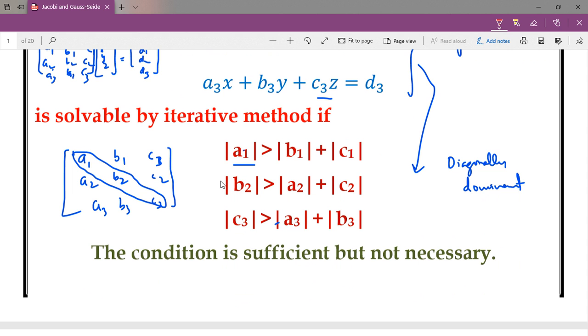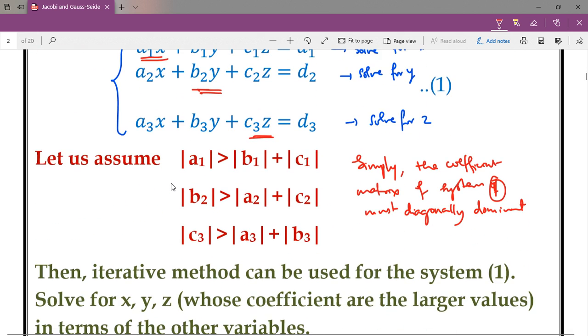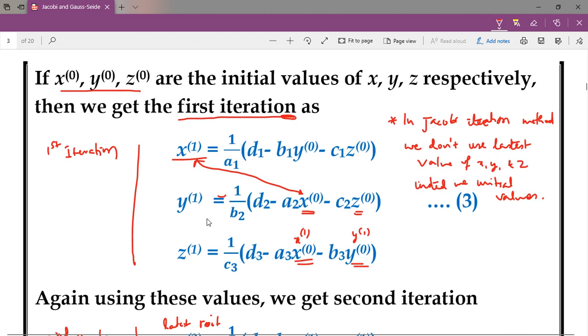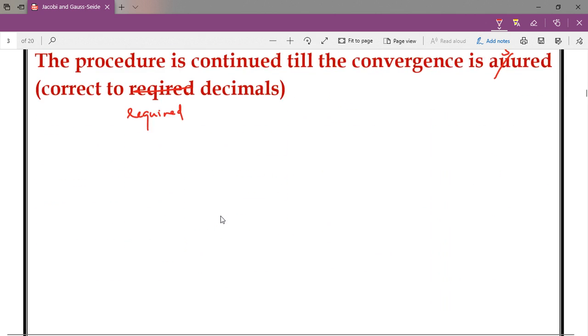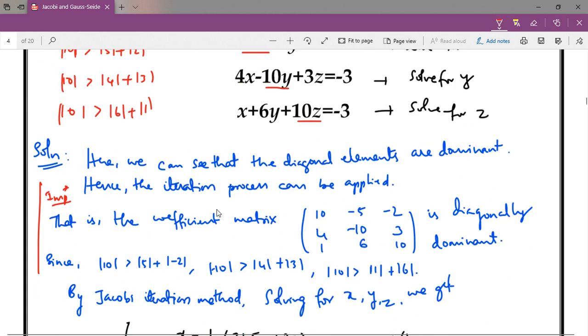When the system is solvable by an iterative method, the condition is that it is diagonally dominant. We have seen the Jacobi iteration method and how to solve the given system by Jacobi iteration, solving the system for x, y, z and going on iterating using initial values x0, y0, and z0. We have also seen an example of Jacobi iteration.